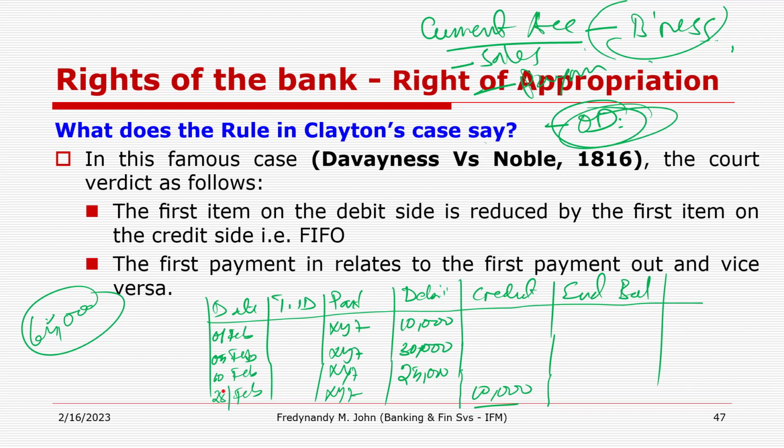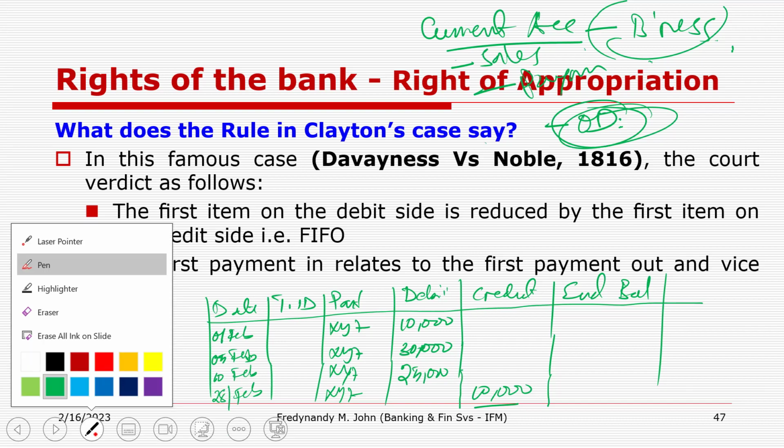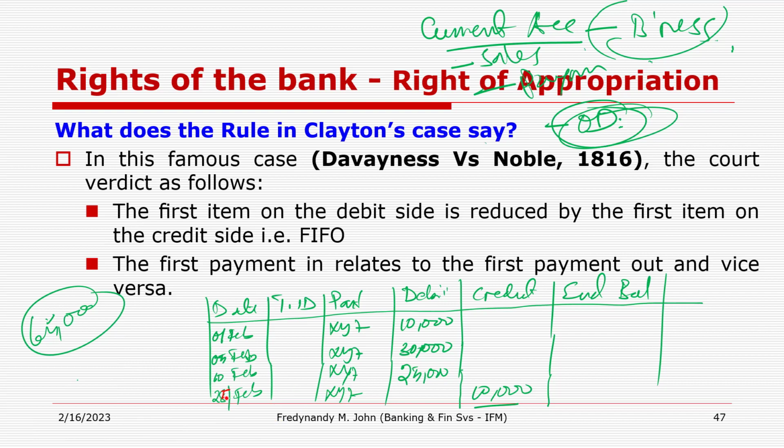What if on 25th, XYZ deposited 10,000, then on 26 February, XYZ deposited 20,000, and on 28th XYZ deposited 15,000, and then for some reason he disappeared. If these monies were deposited, and neither the banker nor the customer appropriates, we see here that the rule in Clayton's case will apply.